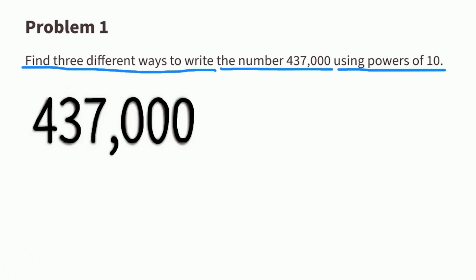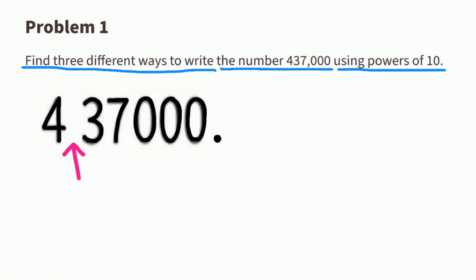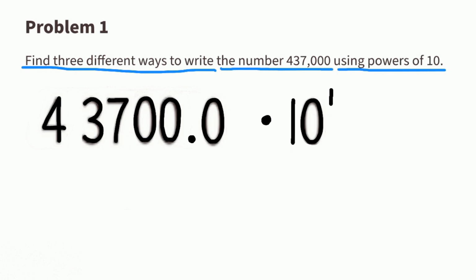Let's start with 437,000 with a decimal point at the end. And let's get rid of the comma since we're going to be moving that decimal point to the left towards the 4. If we move the decimal point to the left one place, it makes it 10 times smaller. So now it's 43,700 times 10 to the power of 1.